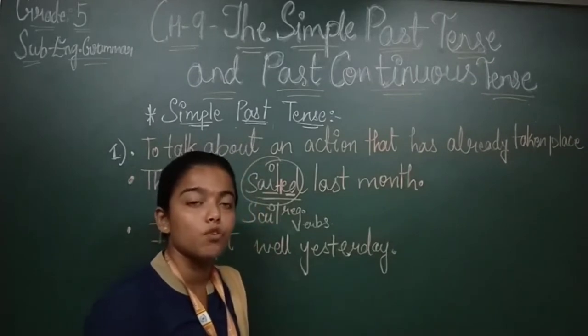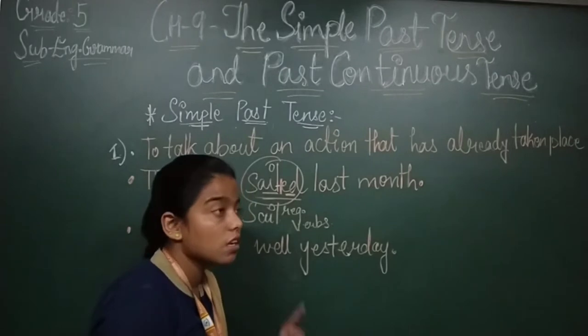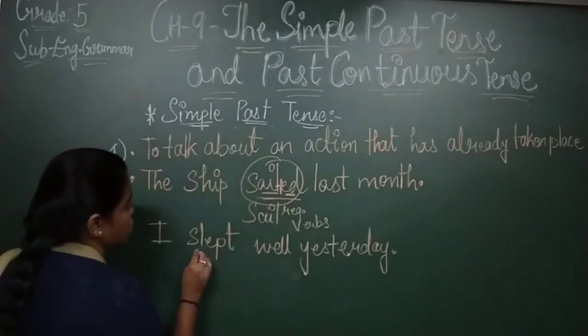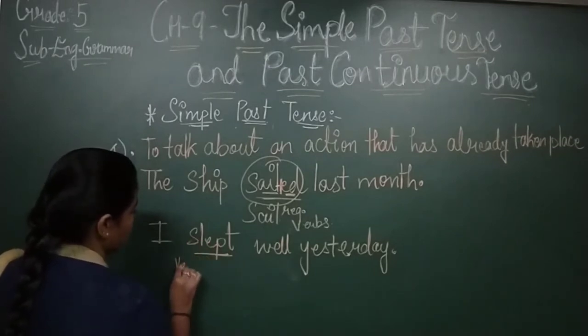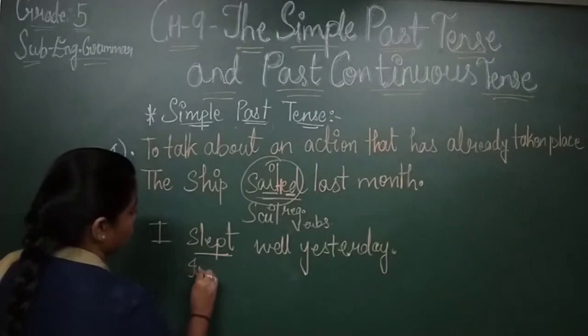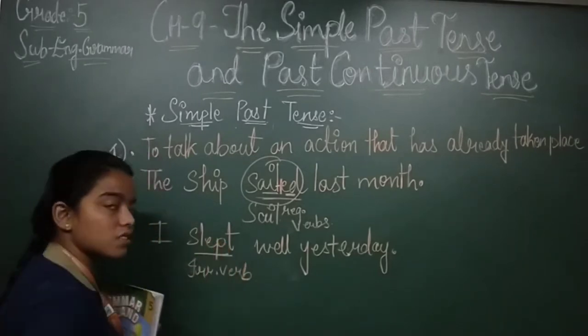Sleep is the base form. It changed the form in the past. Slept, he was sleeping. Yes, so it is an irregular verb. It forms slept. It's a verb. First of all, which verb? Irregular. Why? It changes its form.